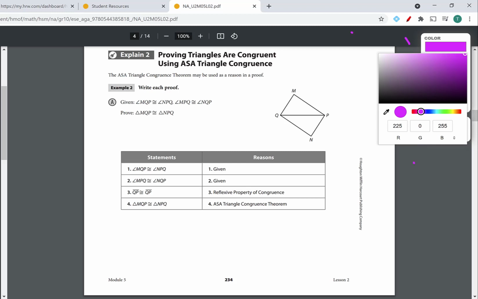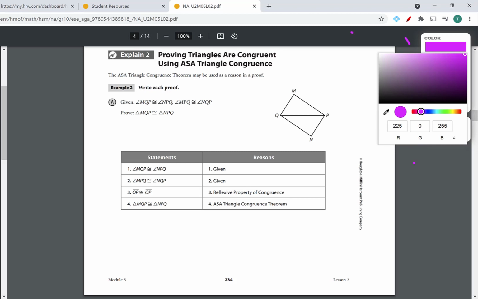So in this problem, you have two triangles. You have triangle MQP, and the point of that triangle is facing up. And you have triangle NPQ, and the point of that triangle is facing down. These two triangles share a side. They share side QP.